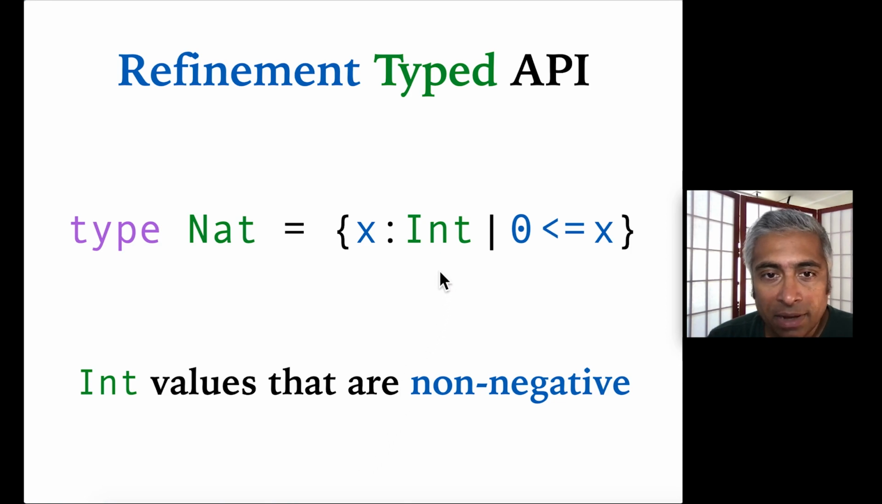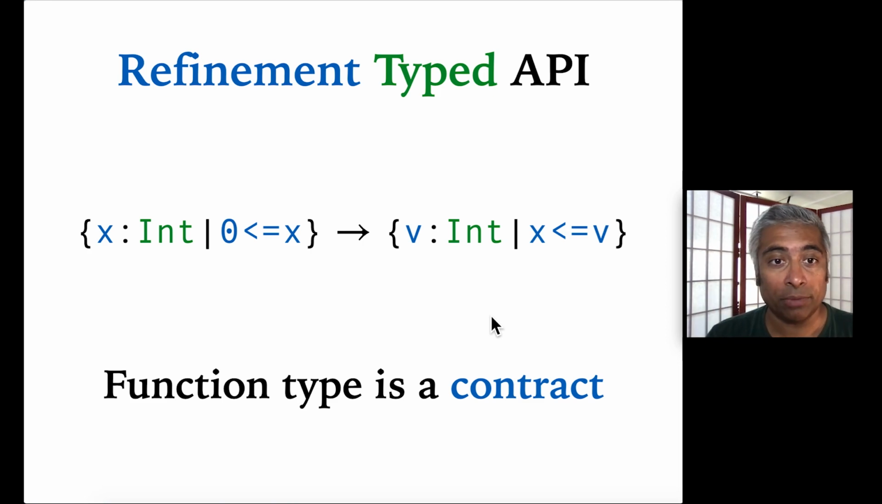So a refinement type is nothing but a plain Haskell type like int or bool or string or so on, decorated with a logical predicate. So for example, this particular refinement type nat is just an alias for the set of integers x such that they are non-negative. Okay? Now you can take these types and you can compose them with arrows and type constructors and so on to get interesting contracts.